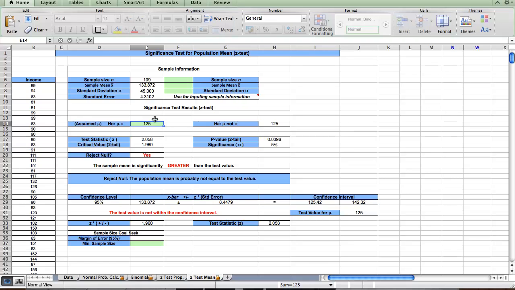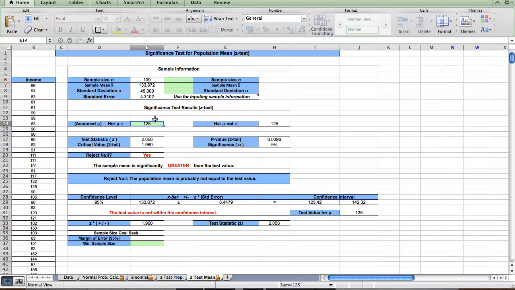In other words, if we were to calculate this manually, we would say 133.872 minus 125 divided by 4.3102 equals 2.058, showing that our sample mean is 2.058 standard deviations above 125. This is a statistically significant difference. Our sample mean is significantly greater than 125.